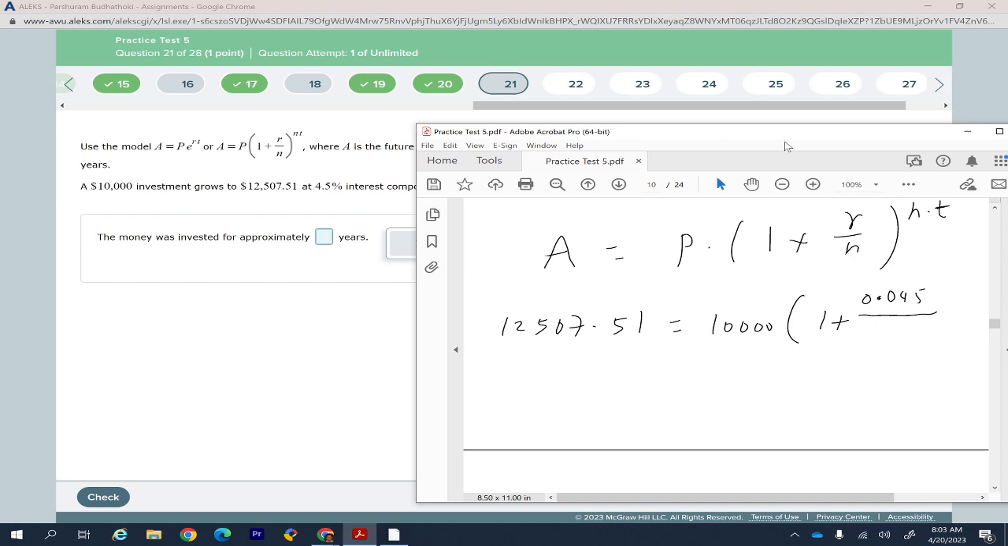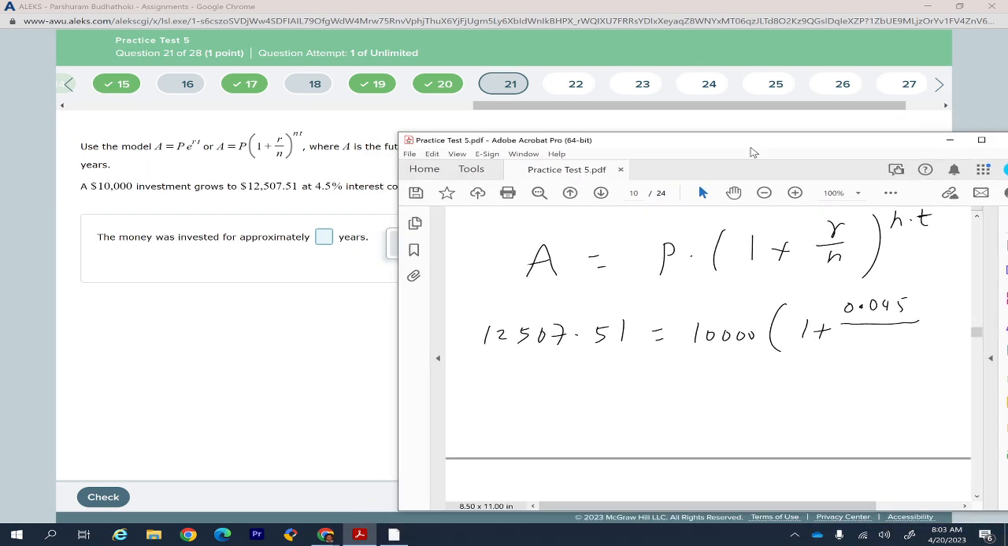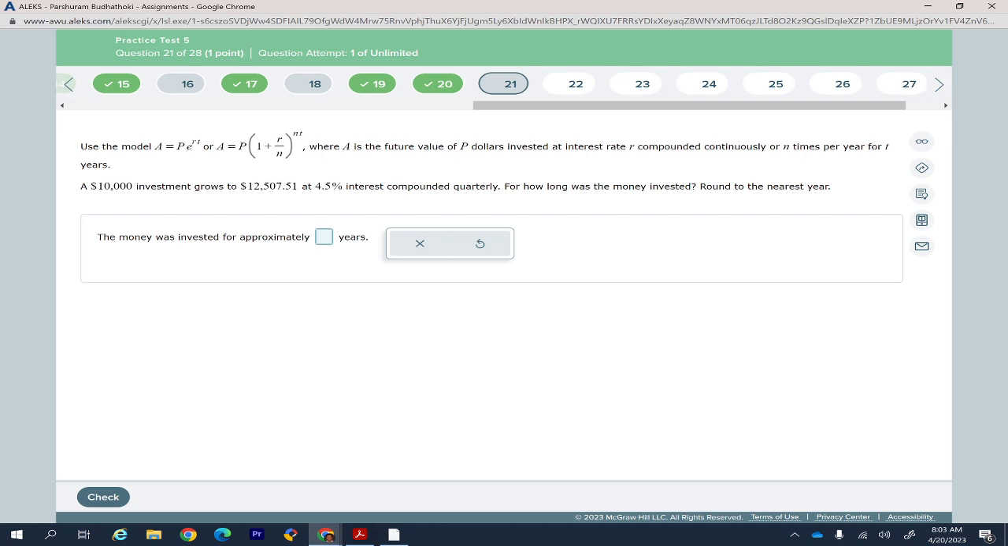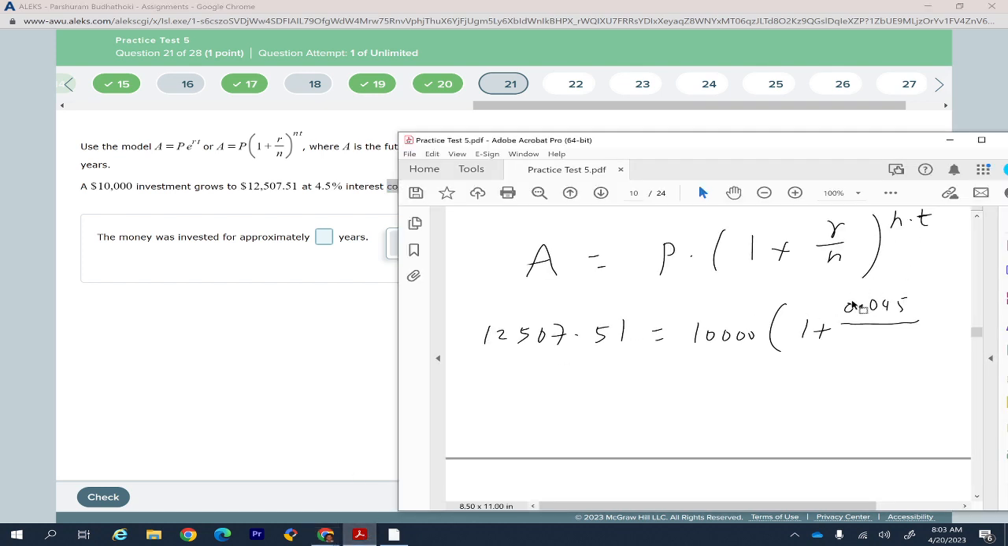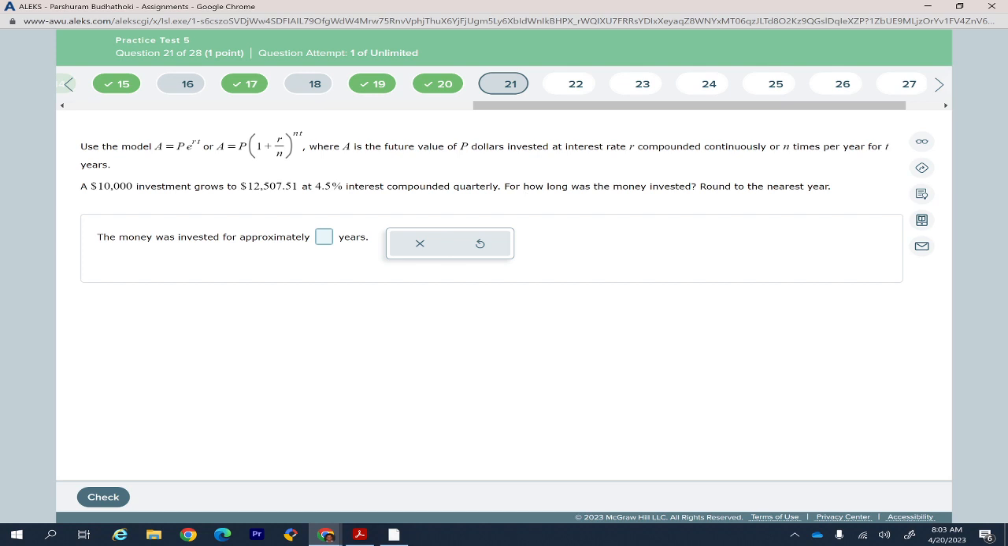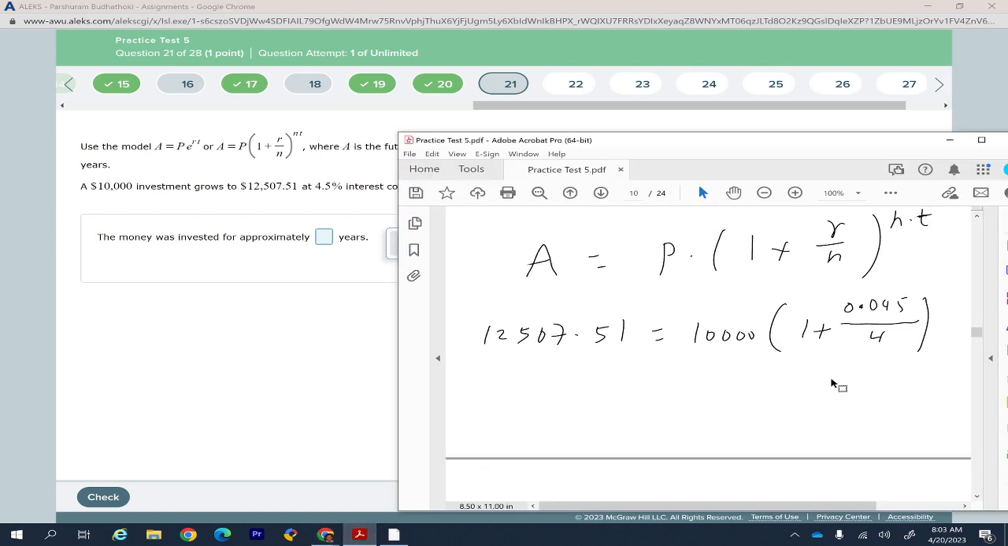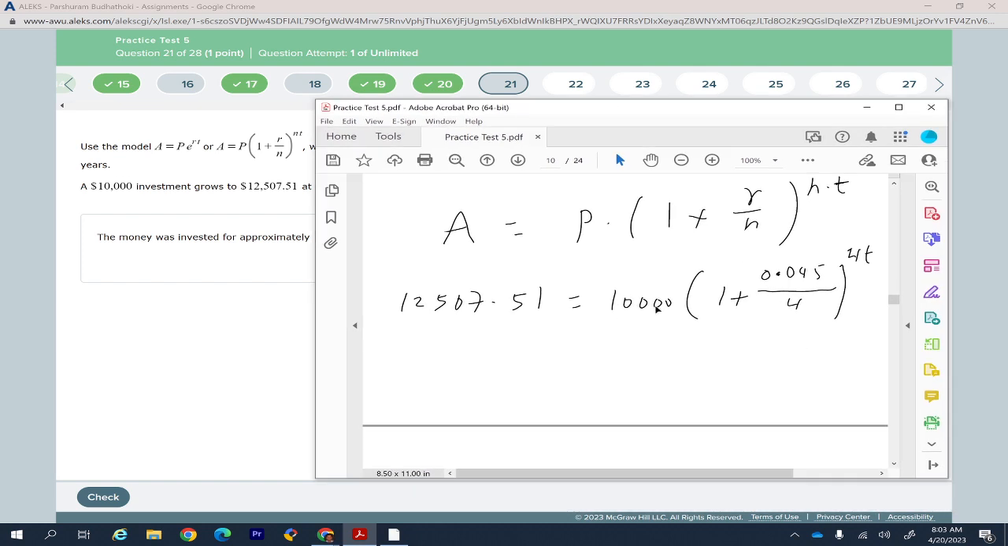And n means how many times in a year they are compounding. According to this problem, they are compounding quarterly. That means 4 times a year. So n has to be 4. And here, n times t, you need to find out for how long the money was invested. You need to find out the value of t. You know n is 4, and you need to find the value of t. You can do this. You know this is an exponential equation. First of all, divide both sides by 10,000.